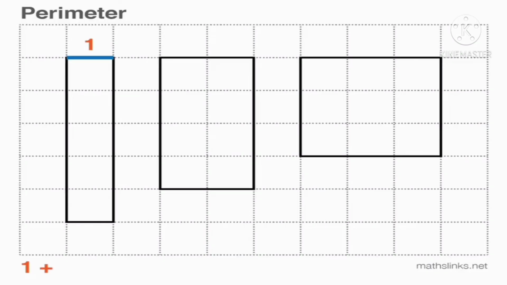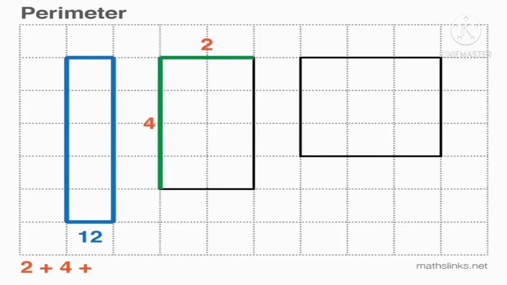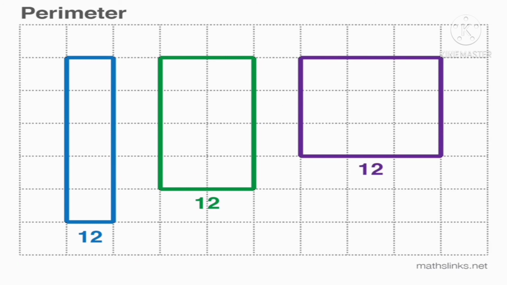The length of the first rectangle is 5 centimeter and width is 1 centimeter. So the perimeter is equal to 12. The width of the next rectangle is 2 centimeter and length is 4 centimeter. So totally the perimeter is equal to 12 centimeter. In the next figure, all the sides are of same length, and so the perimeter is equal to 3 plus 3 plus 3 plus 3, which is equal to 12 centimeter.